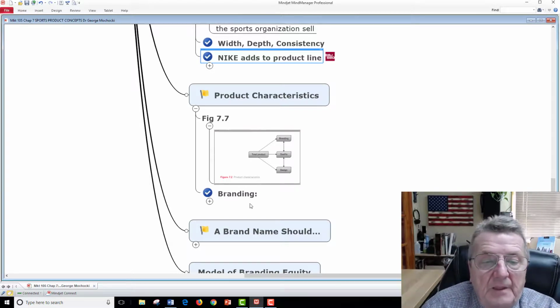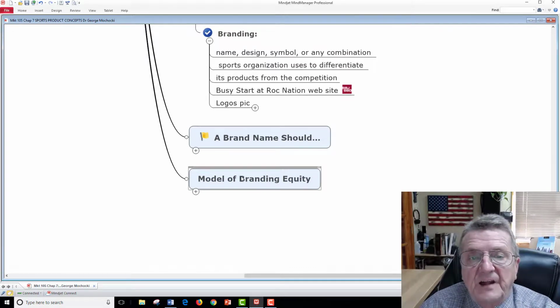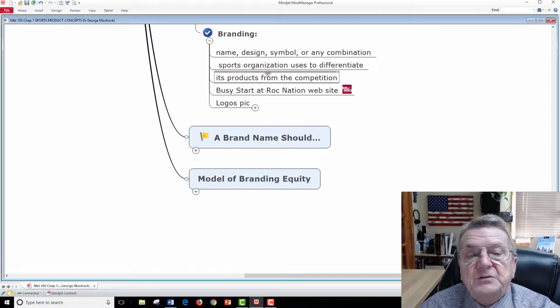All right? And then branding. Let's look at branding. And what is branding? The name, the design, the symbol, any combination a sports organization uses to differentiate its products from competition.